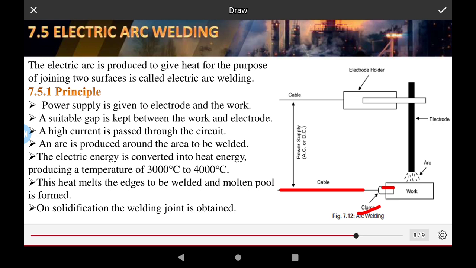In arc welding, the electrode is used. A higher current is provided, the arc is generated, and a high temperature of 300 degrees Celsius to 400 degrees Celsius is reached by melting of the rod.